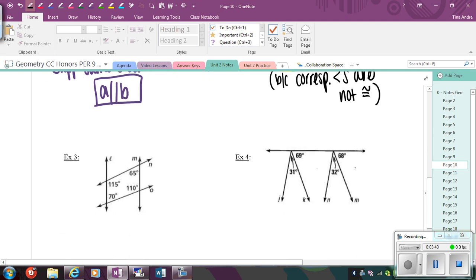So now we have a picture here where I see some different scenarios. I have these lines, and I have this, which could be a transversal.